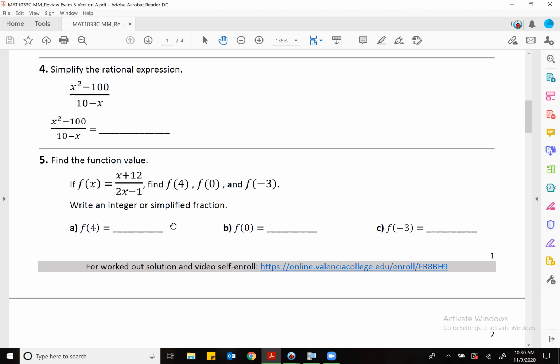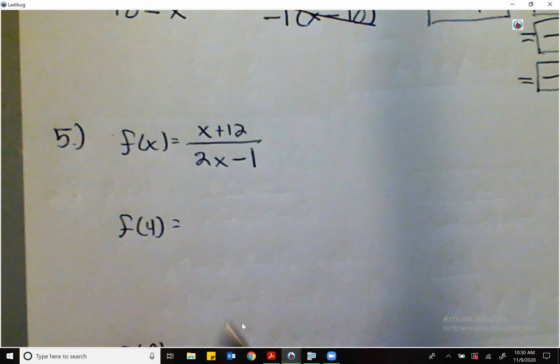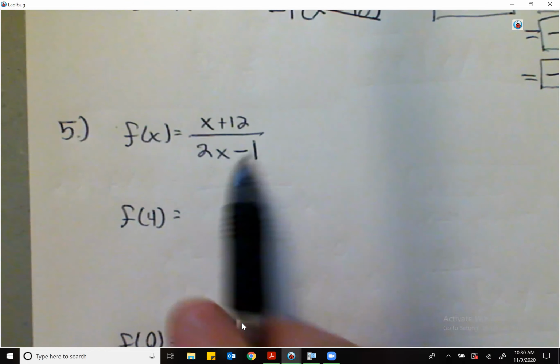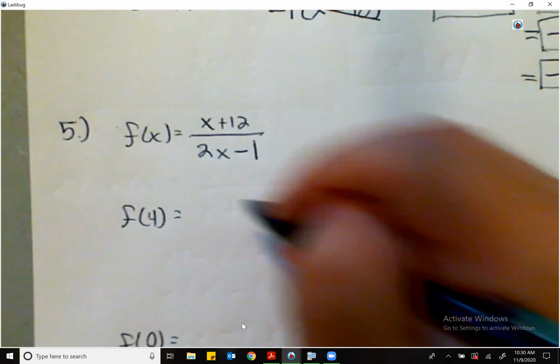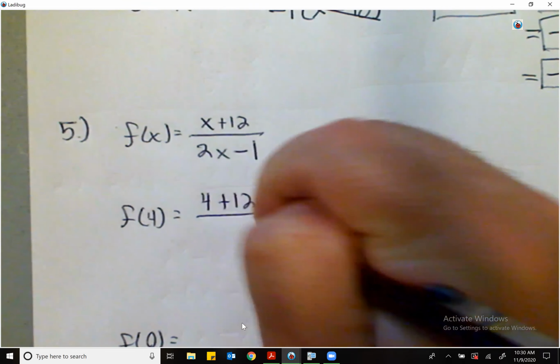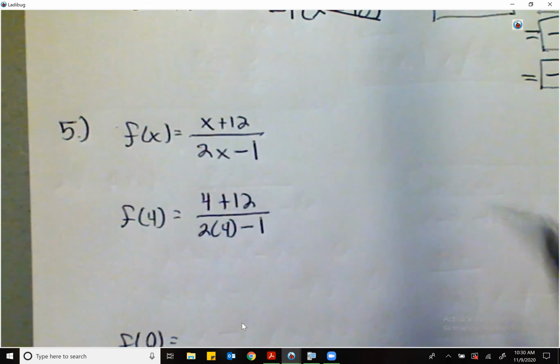So what are they wanting us to do here? They want us to substitute. For the first one, wherever we see x, we plug in 4. For the second one, wherever we see x, we plug in 0. And for the third one, wherever we see x, we plug in -3. That's exactly what they want you to do, because this represents the x variable. So wherever we see an x in here, just like what Rochelle said, we're going to put a 4. So we're going to have 4 plus 12 all over 2 times 4 minus 1. Wherever there was an x up here, I put in the 4.